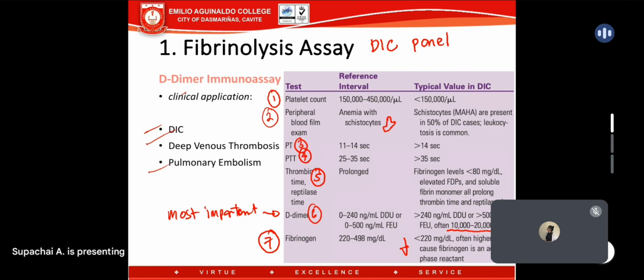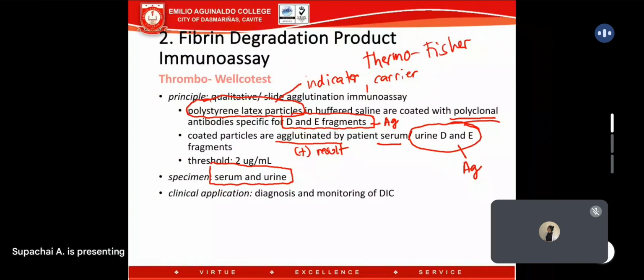Okay, so again, an increase in D-dimer is not just seen in DIC, it is also seen in deep venous thrombosis and pulmonary embolism. There is a particular test that was developed by Thermo Fisher. It is a laboratory diagnostic company in the United States.